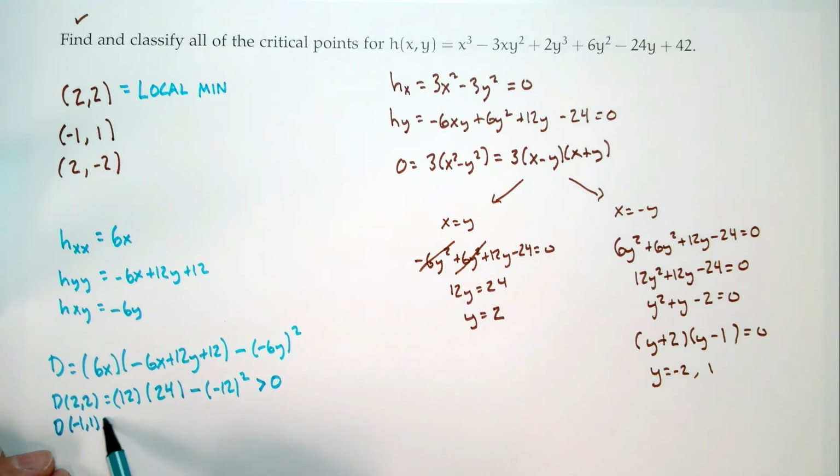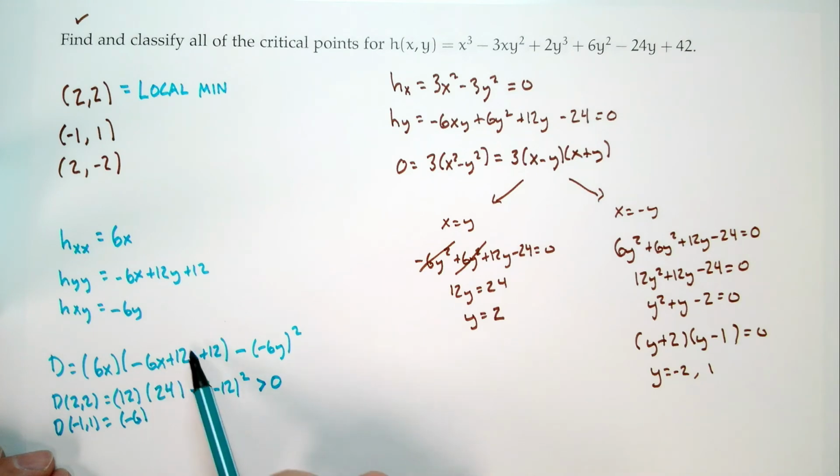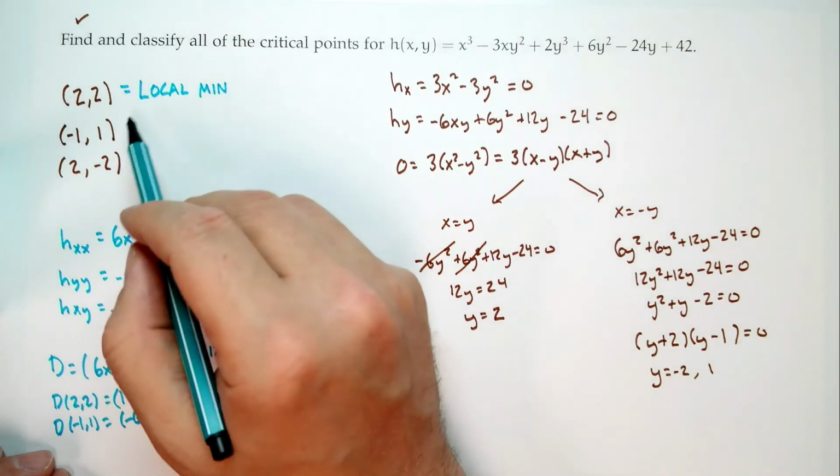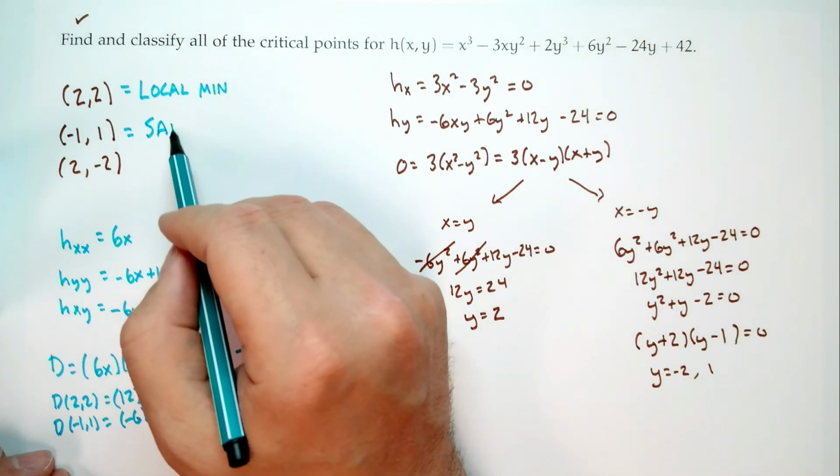Negative 1, positive 1. So that would be negative 6. And then here, we're going to get plus 6 plus 12 plus 12, which is 30. All right, and subtract, well, negative 6 squared. But we're toast. As soon as these have opposite sign, you're done. Because this is going to be a negative, and then you're subtracting. It's only going to get more negative, which means at this point, it's a saddle point.